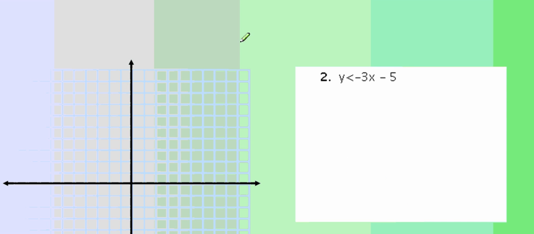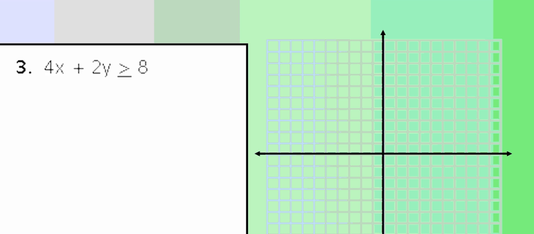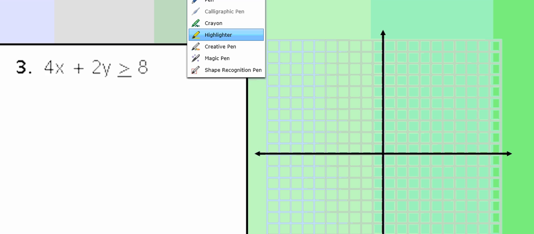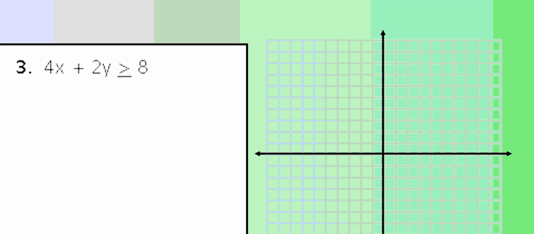Here's example number 2, y is less than negative 3x minus 5. What I'd like you to do right now is pause the video, see if you can graph this inequality on your own, and we will check your answer tomorrow in class. Together, we're going to move on to example number 3.